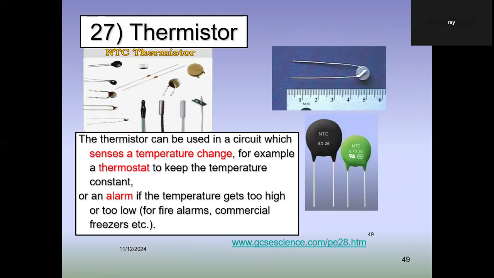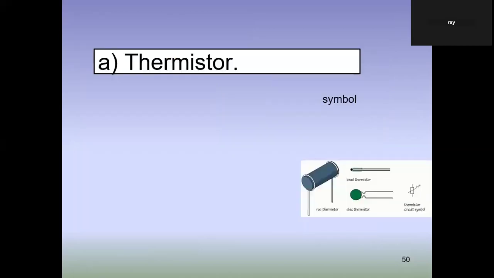In a freezer, if it's too low, then the alarm will sound. Or sometimes if it's too high a temperature, that means there's a fire, then the alarm will sound. Depends on what you're using it for. This is the rod type. If it comes out in the exam, it's usually this type, in the Cambridge exam practical.